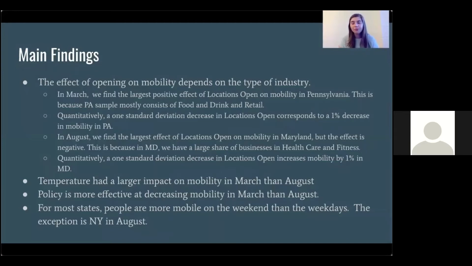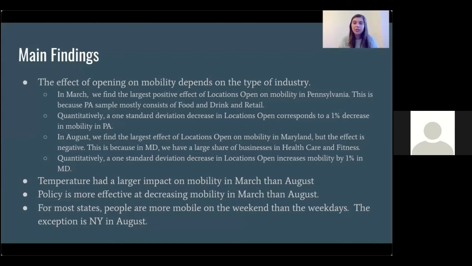But we realized that of the 8 industries that I mentioned in the previous slide, only 4 of them were present in Maryland, whereas all 8 were present in Pennsylvania. One of them that was present in Maryland was healthcare and fitness, which includes places like hospitals and doctors' offices. We believe that because we were in a global health crisis, people were still going to these places even though they were shutting down. That's why we see the opposite effect of what we expect to see.